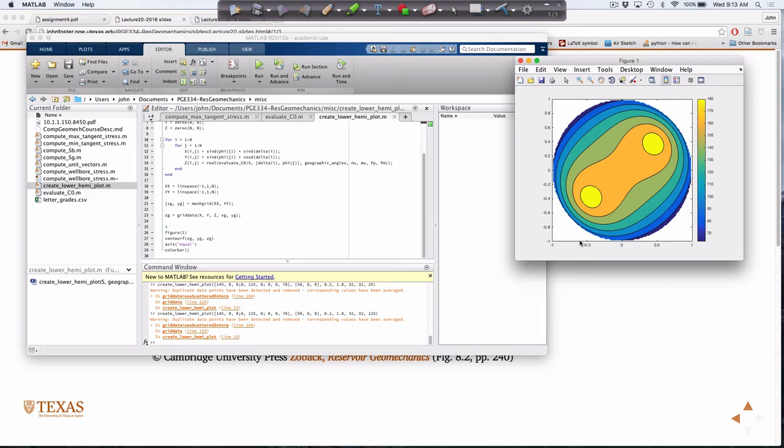That might be an interesting exercise, though. You could make this a three-dimensional plot, where this is just one slice at one depth corresponding to one pore pressure, and then you have different slices, multiple slices at multiple depths. You can see how it changes.